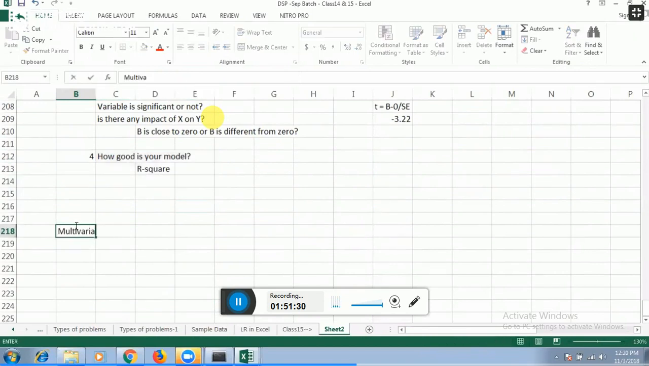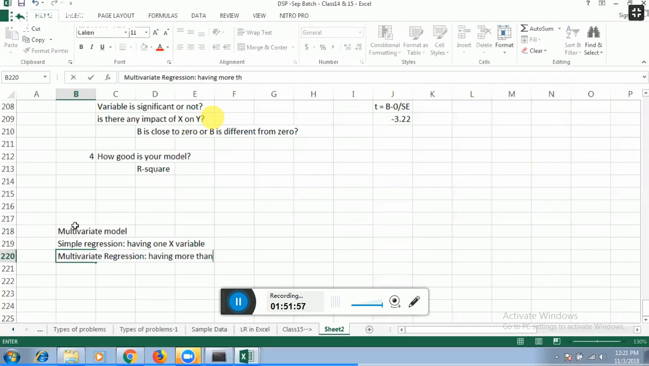Now, I was referring to multivariate analysis, so whenever I refer to a multivariate model, what does that mean? When you include more x variables, more than one x variable, you call it a multivariate model. So simple regression is nothing but having one x variable. Multivariate regression is having more than one x variable.